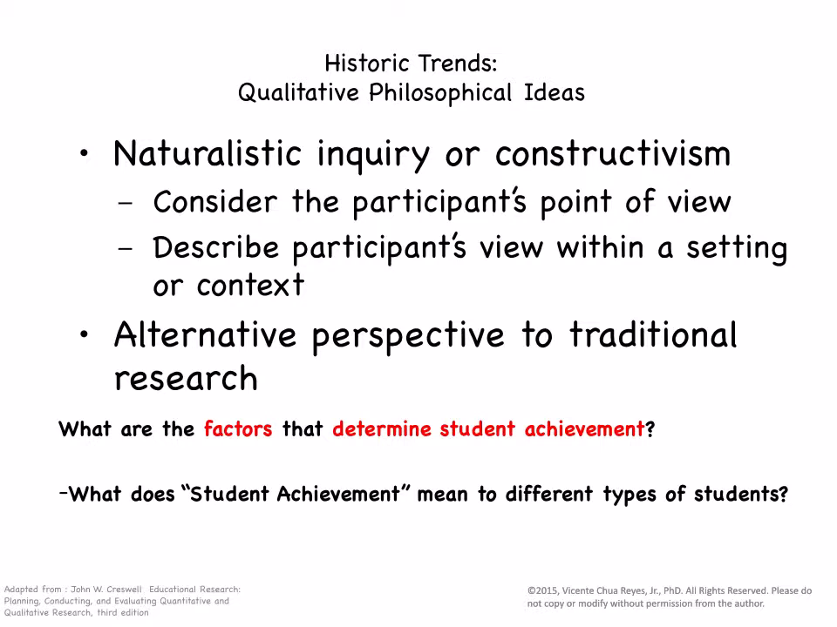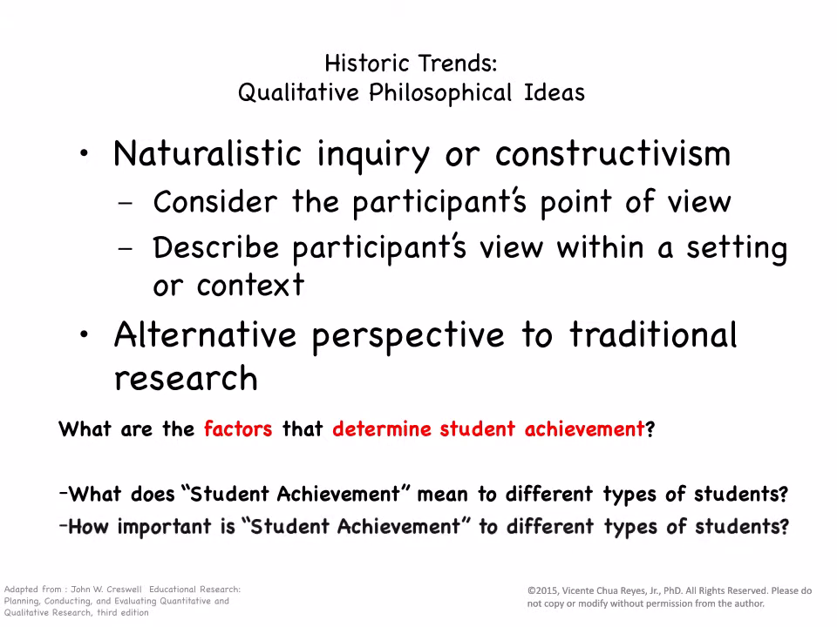Another example would be, how important is student achievement to different types of students? Instead of looking at student achievement as something that is fixed to characteristics of different individuals, this second question takes a look at the level of importance that different types of students attach to the idea of student achievement.